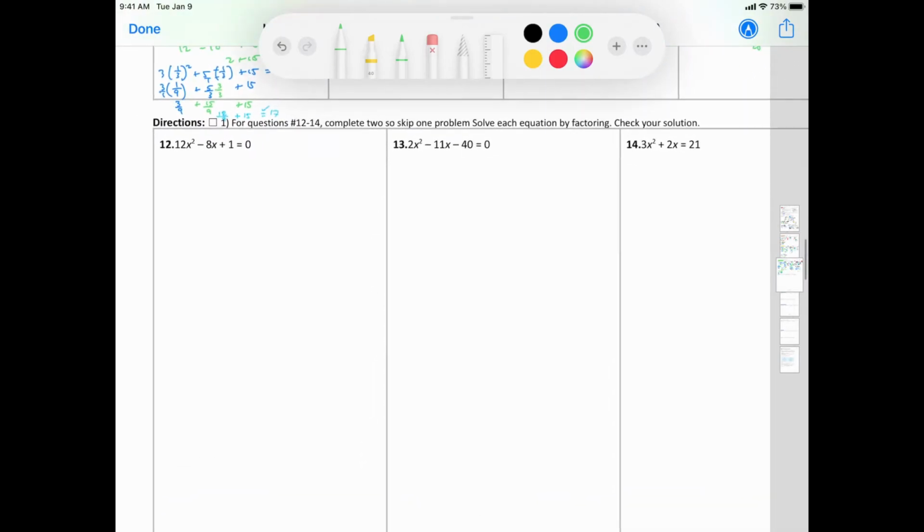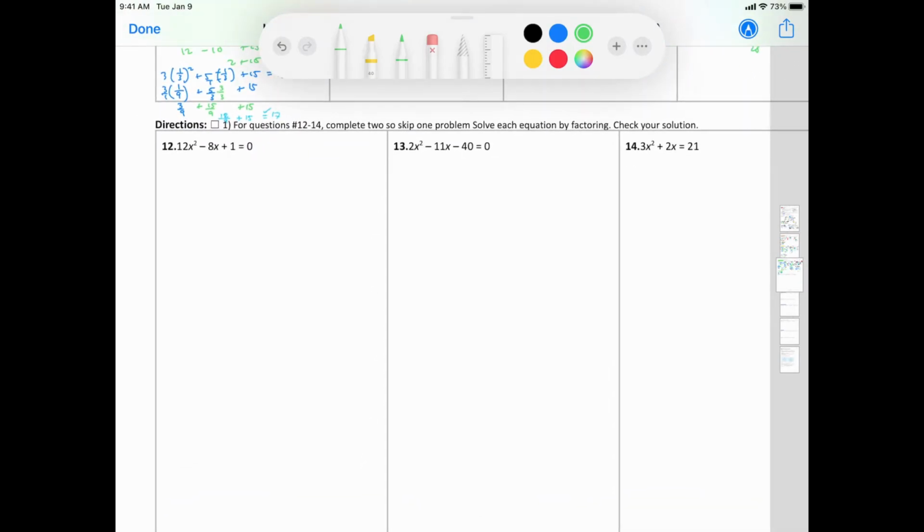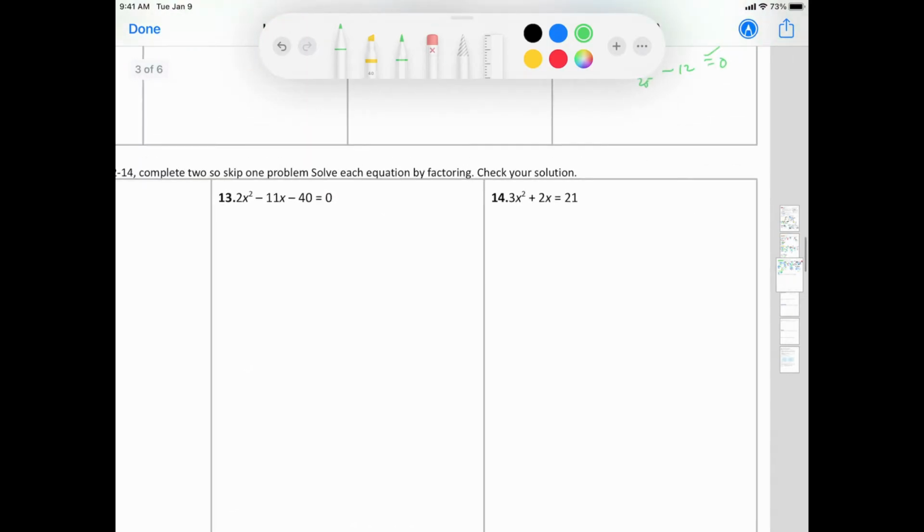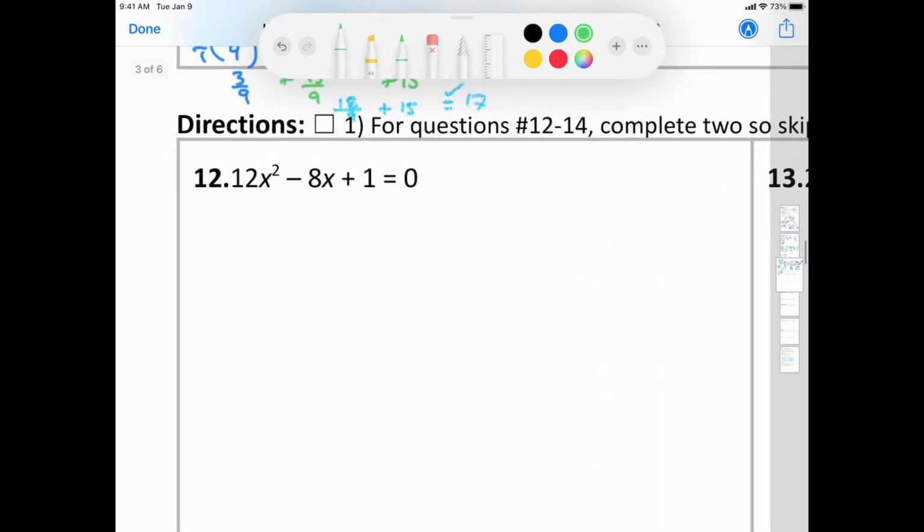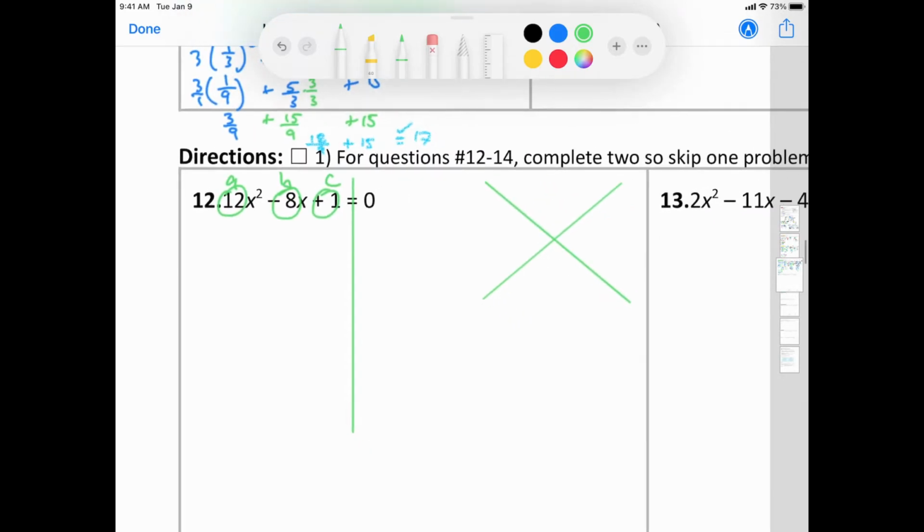Okay, let's go on to questions 12 to 14. Complete 2 of these and then skip one of them. Solve each equation by factoring. This one is already set equal to 0, and there is no greatest common factor. So I'm just going to identify my A, which is 12, B is -8, and C is 1. A times C is 12. My B value is -8.